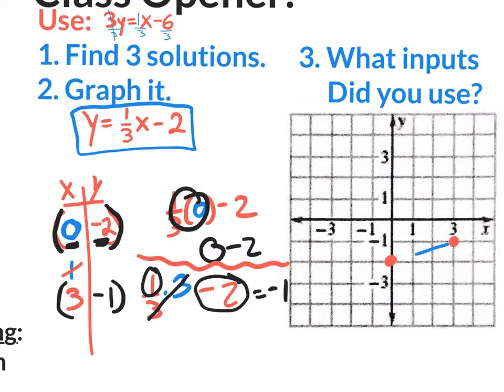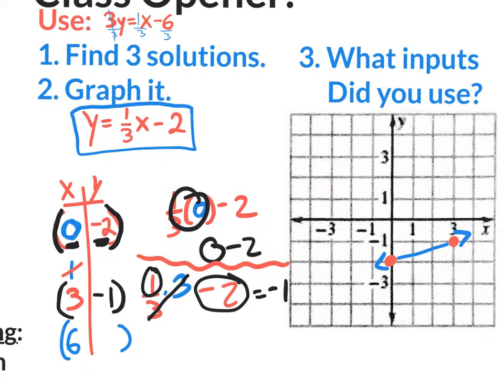I could draw my line right through it, put some arrows. But let's say I wanted this line to be longer. I could plug in more inputs, right? What would another nice input to plug in be? Would it be nice to plug in 2 right here? You'd get a 1/3 times 2. You end up with 2/3. You get a fraction, right? That's not that nice. 6 would be great.